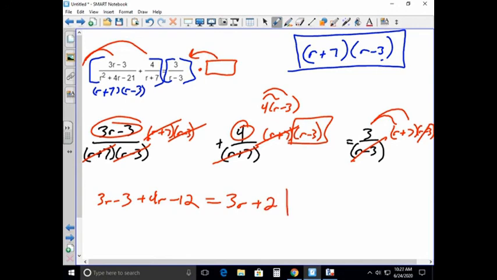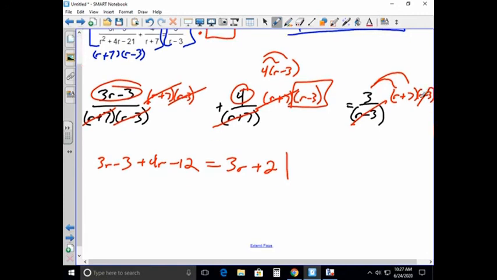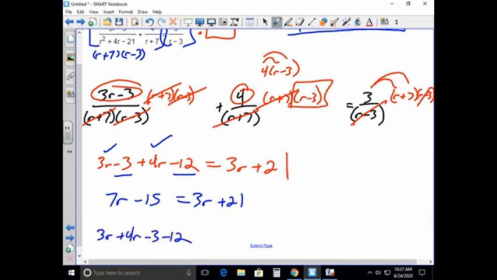So we have a new equation that no longer has fractions in it. So we want to simplify the left. We have 3r plus 4r. 3 plus 4 is 7. We have a minus 3 and a minus 12. If we rearrange these, minus 3 minus 12 is negative 15. Notice I didn't do the opposites. I just essentially rearranged that. Since they're on the same side already, we don't do the opposites. We just change the order and combine like terms.